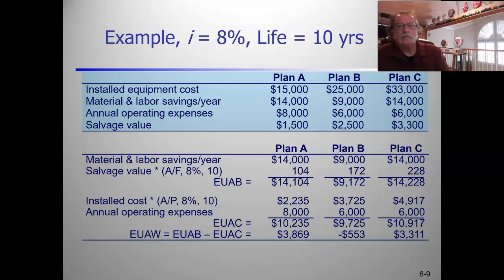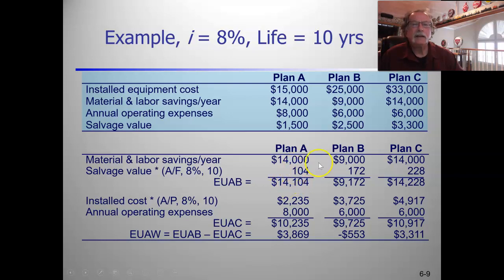Now, let's look at analyzing several projects here. We have 3 projects. They have an interest rate of 8%, a life of 10 years. We have an installed cost. We've got savings per year, operating expenses per year, and a salvage value.